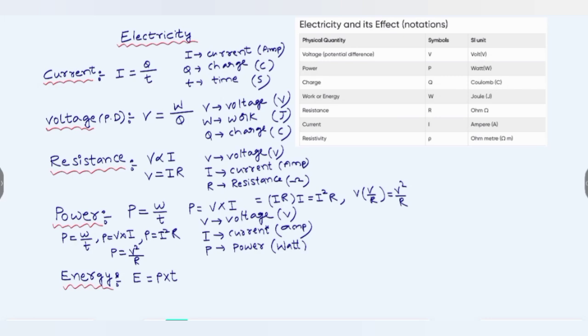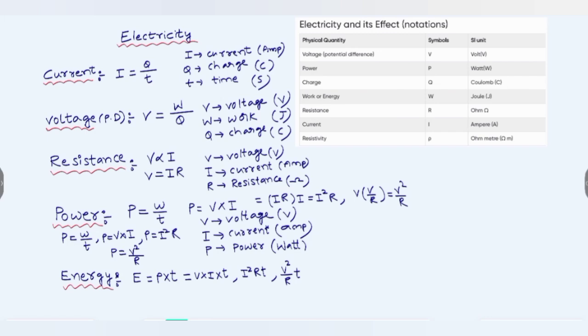Now if you substitute all these power values in energy, we get it this way. One is P into T directly. We also know power is equal to V into I, so V into I into T is also an energy formula. And one more, we also know power is equal to I square R, so we can write it as I square into R into T. And one more, power is equal to V square by R, so V square by R into T is one more formula to find energy.